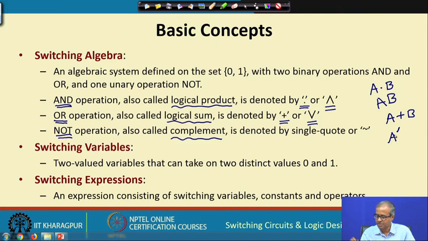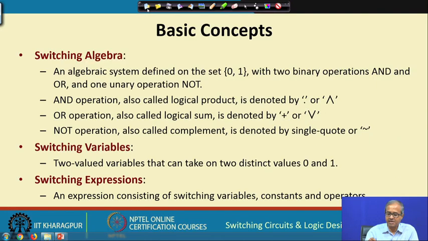A dash means not. Sometimes we also express it as A bar. Bar also means not. There are various ways to represent not, or sometimes we can write this A. This also means not of A. There are various symbols which are used to express these operations. These all represent the same thing, not, either single quote or bar or this tilde operation before the symbol.